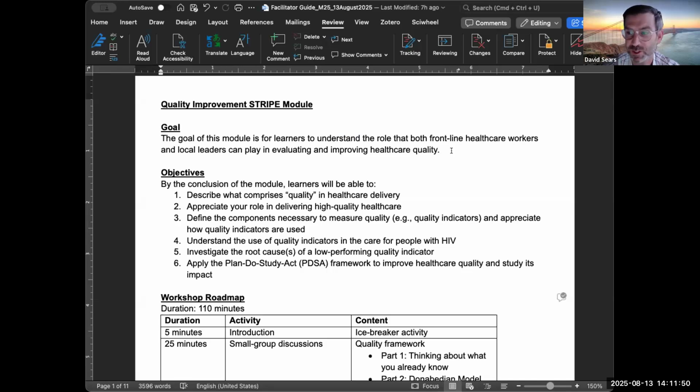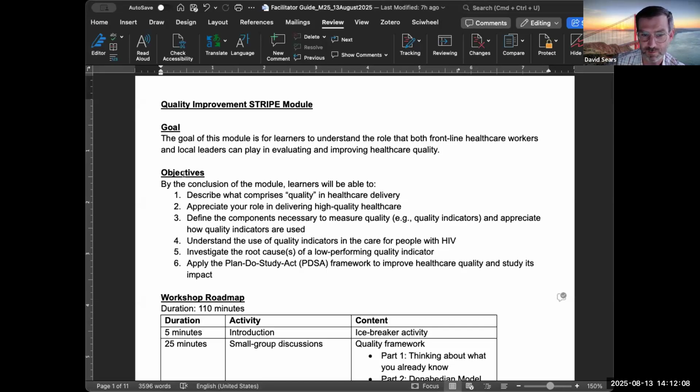So it would be wonderful if we could turn everybody into healthcare quality improvement experts at the end of this module, but really the goal of this module is to sensitize learners to think about healthcare quality and what role they may play in delivering high quality care and improving quality of care.